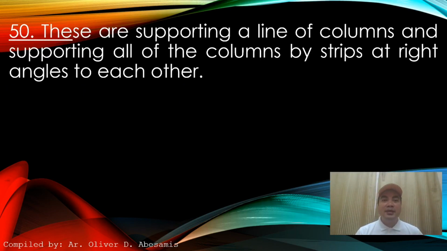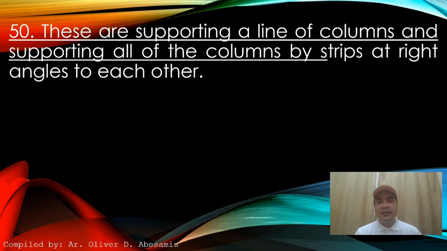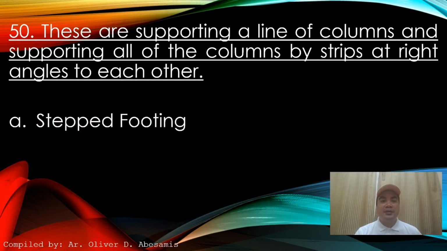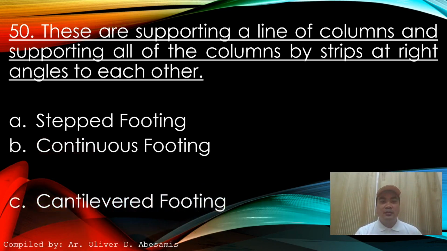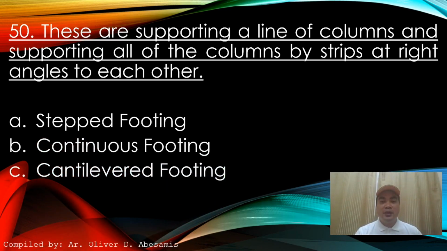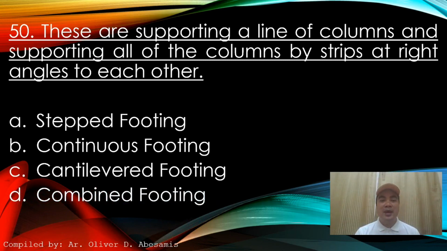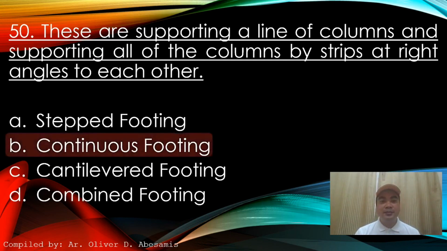Next, these are supporting a line of columns and supporting all the columns by strips at right angles to each other. A. Step footing. B. Continuous footing. C. Cantilevered footing. And D. Combined footing. Answer? B. Continuous footing.